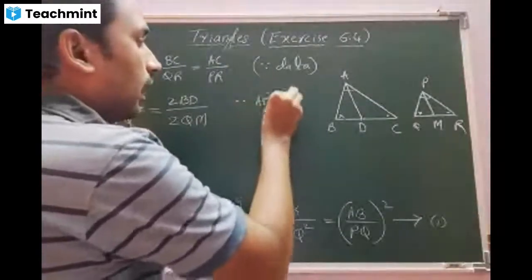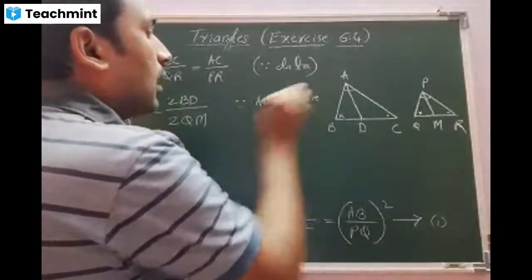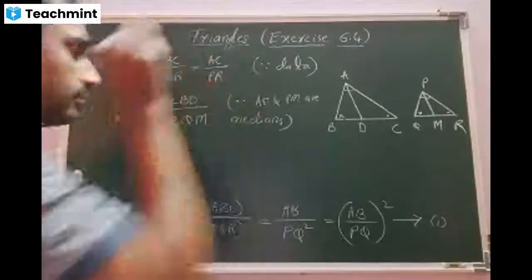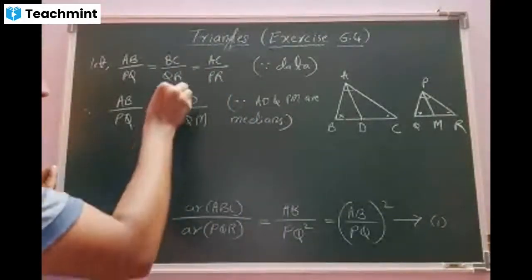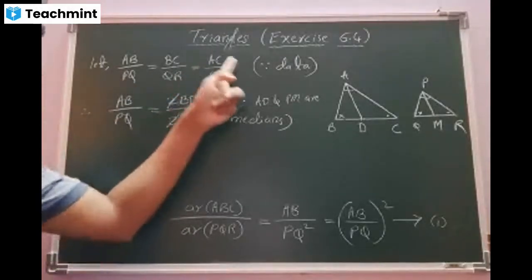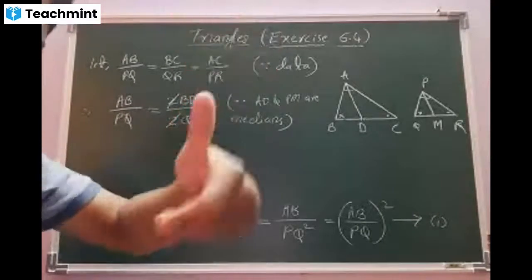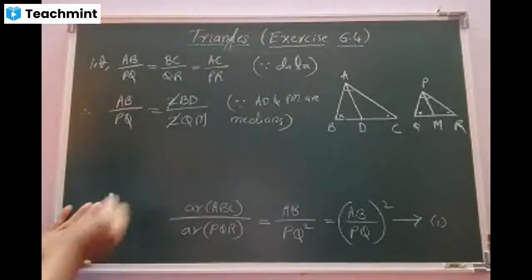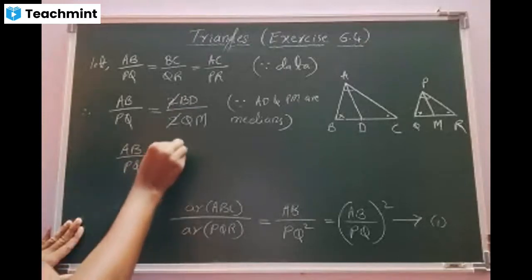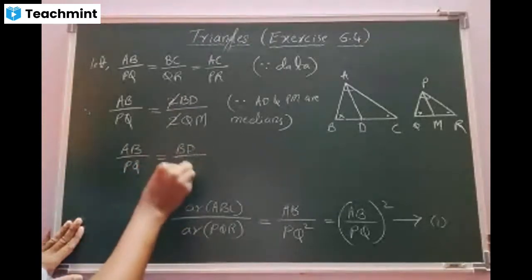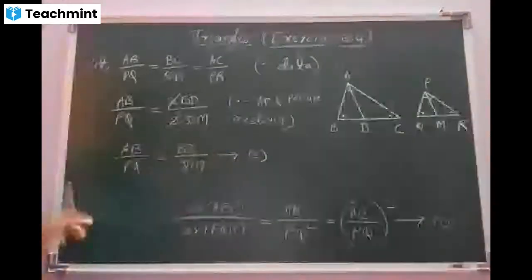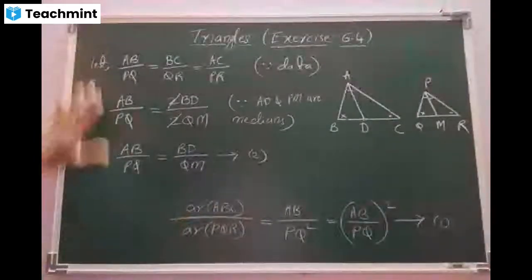AB by PQ is equal to 2BD by 2QM. Now, 2 with 2 getting cancelled. I'm taking only the first two ratios, beta. Don't think where this ratio went; we ignored it. Okay? So we'll write AB by PQ is equal to BD by QM. Call it equation number 2. Copy, beta, quick, these steps. Do it fast.